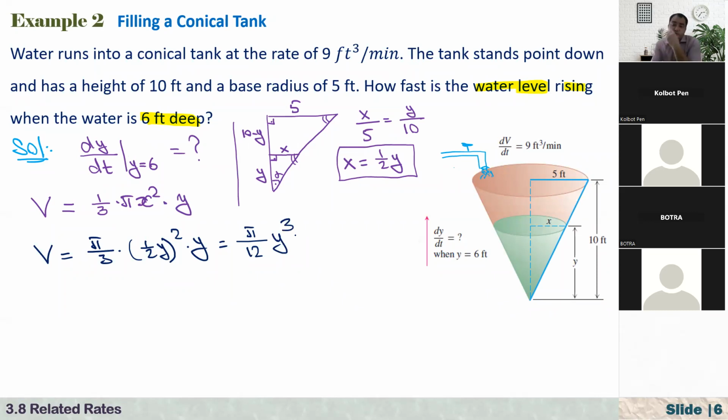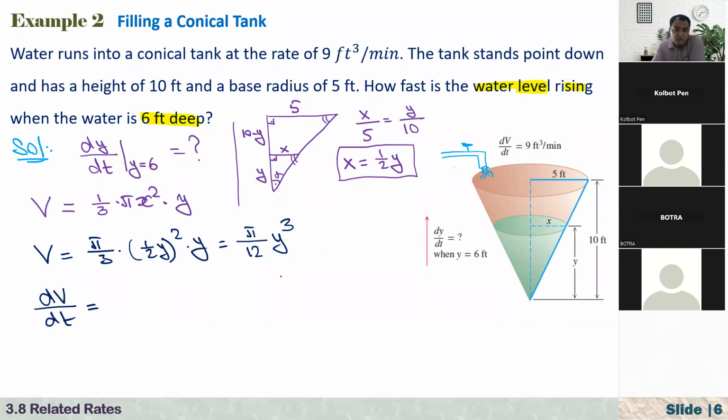And now we call this reduction, right? We have just reduced the number of variables in our equation from 3 to 2. And now I can differentiate both sides with respect to t, assuming that V is a function of t, because when time changes, the volume of water in the container is also changing, and also y is a function of t, right? Now, if you differentiate both sides with respect to t, on the left-hand side, I have dV/dt. And how about on the right-hand side?